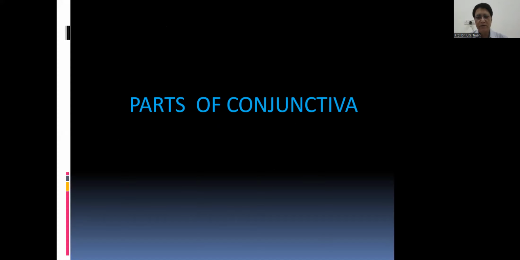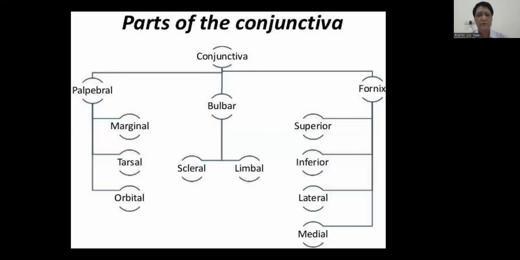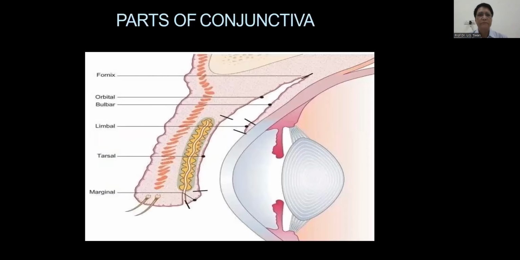So if you look at the parts of the conjunctiva, it is divided into three parts for the sake of description: palpebral, bulbar, and the fornix. These are the three parts. The palpebral is subdivided into marginal, tarsal, and the orbital parts. I'll take you through that one by one. The bulbar conjunctiva is divided into scleral and the limbal part, and the fornix is divided into superior, inferior, lateral, and the medial parts. So let's go one by one.